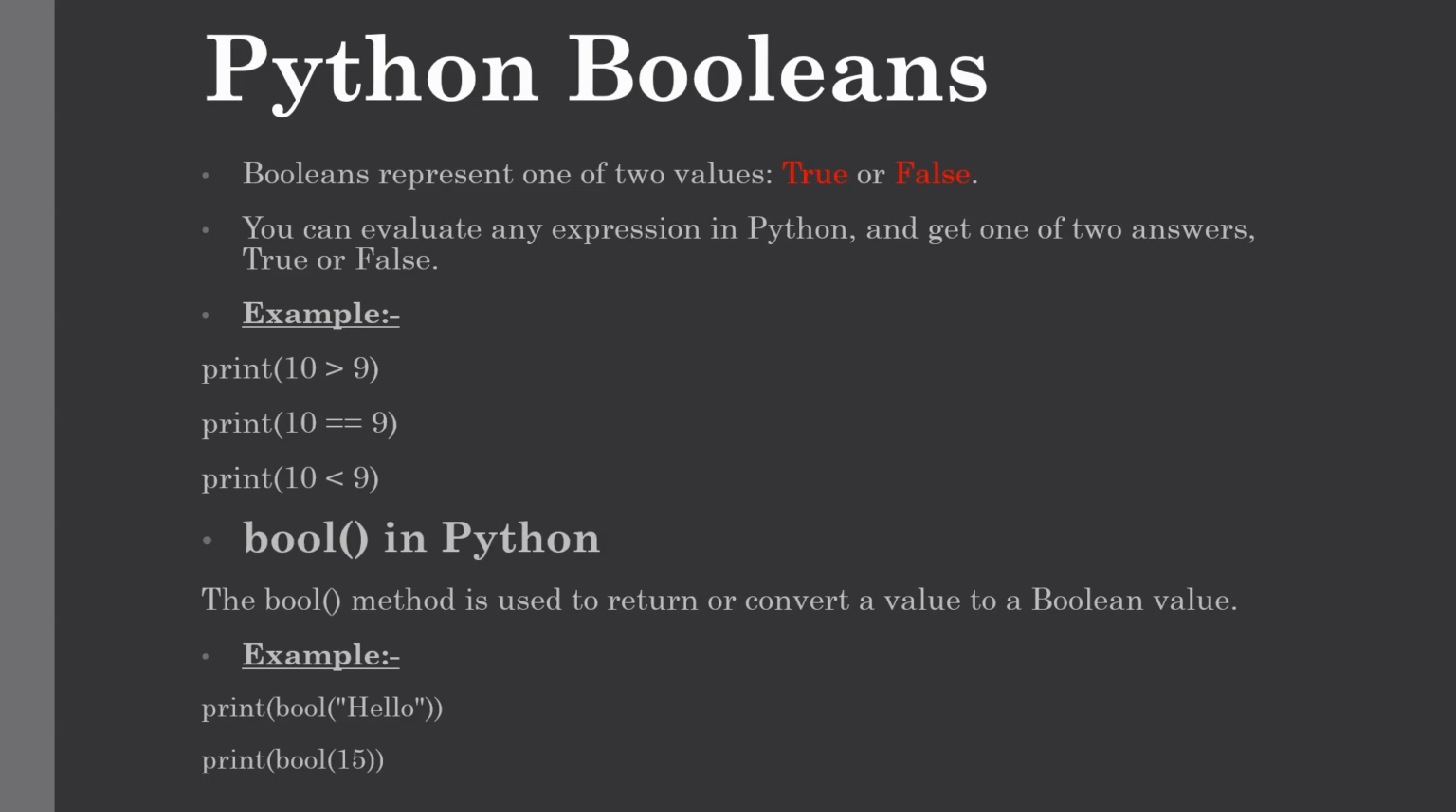The bool function in general takes only one parameter on which the standard truth testing procedure can be applied. If we pass no parameters, then by default it will return false. So passing a parameter is optional. It can return one of the two values, which are either true or false. Let me show you how to use the bool method in Python.